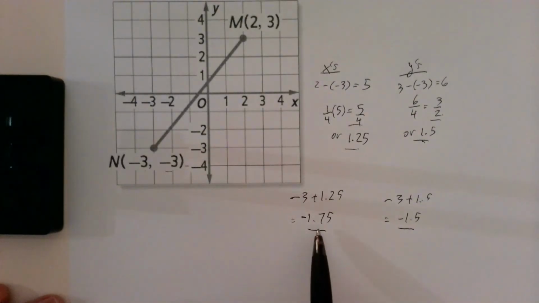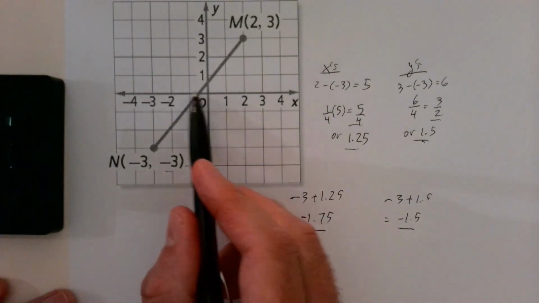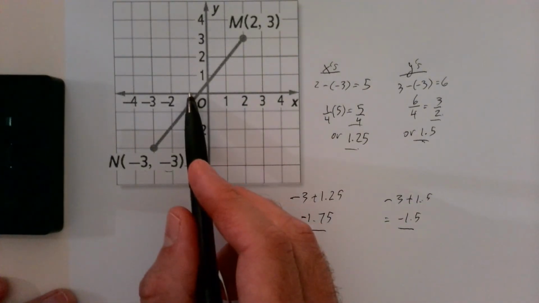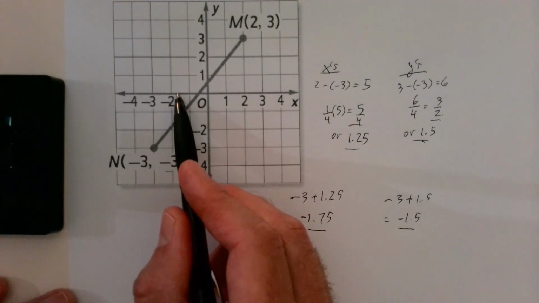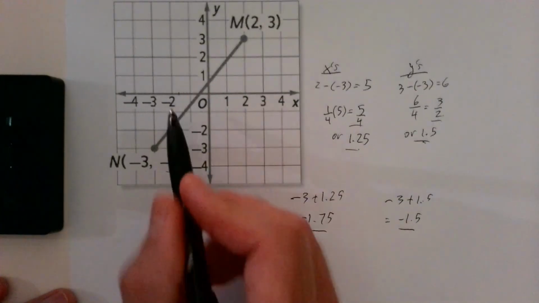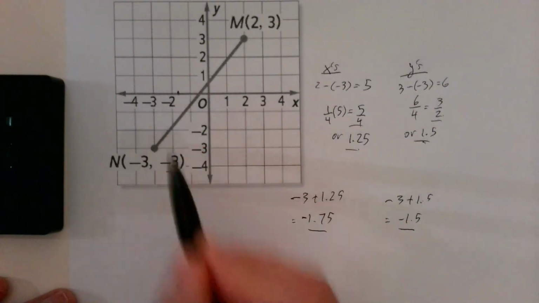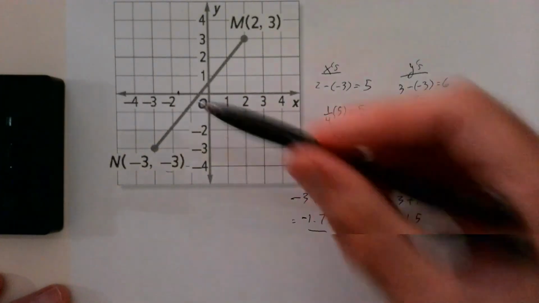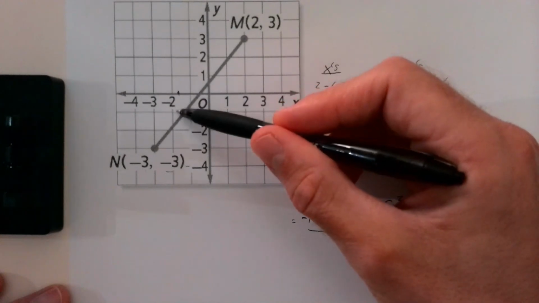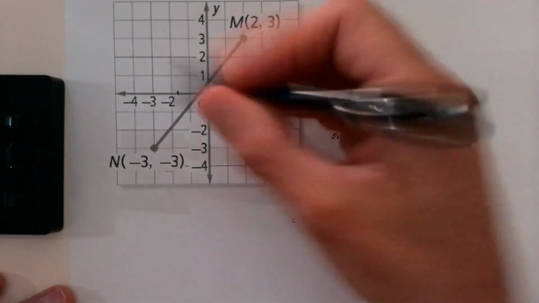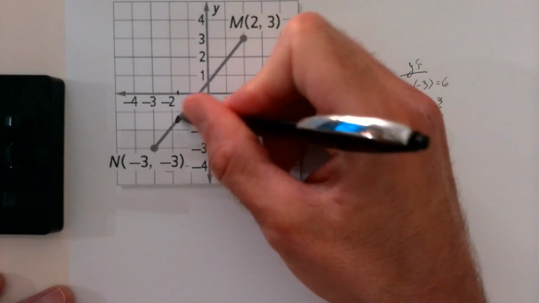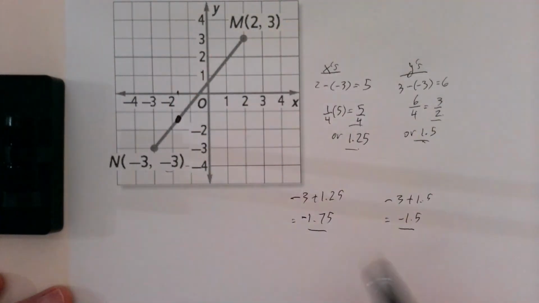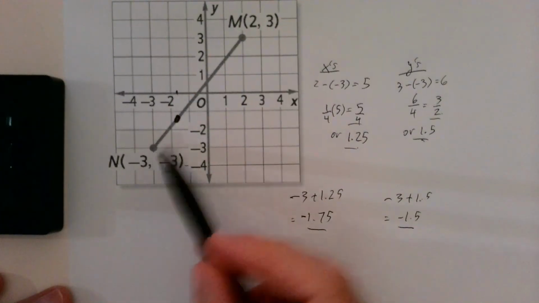So let's go back 1.75, so that's back 1, and okay, 1.75, probably around there on my x-axis. A little mark there. And then in the y direction, we're going to go down 1.5. So down 1 and about a half. Okay, so about right here. That point is going to be 1/4 of the distance from N to M.